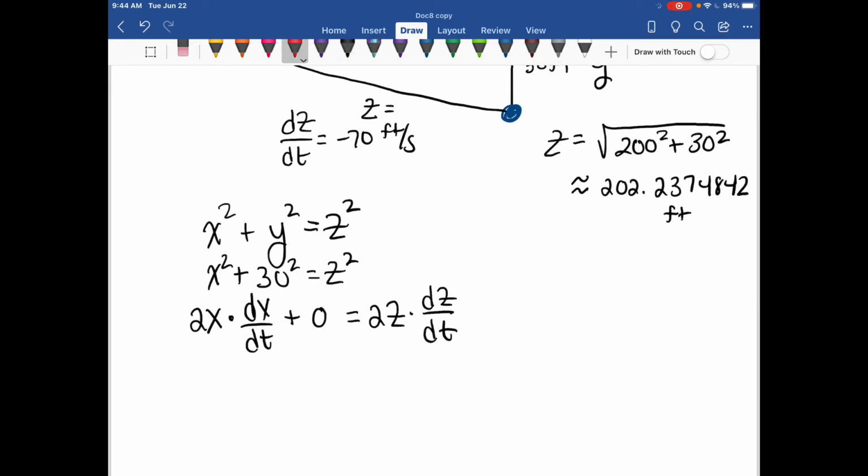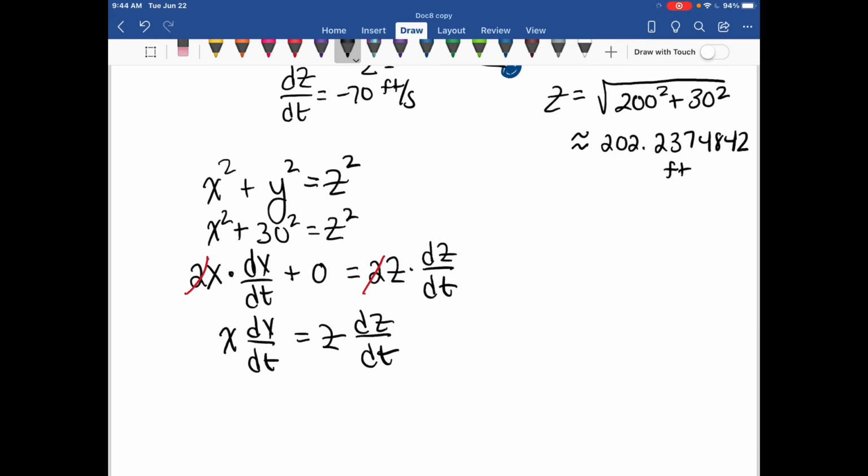Now, when I clean up this equation, I don't need the 0 in there anymore, and I can divide both sides by 2. So what I have is x dx/dt is equal to z dz/dt. Now, I know that we are trying to find the change in x with respect to t. That's the change in the distance over the road. That's the guy's speed on the actual road. Now, we're given that dz/dt, the change in the hypotenuse, the direct distance to the police car, is negative 70 feet per second. So I'm going to plug that in for dz/dt.